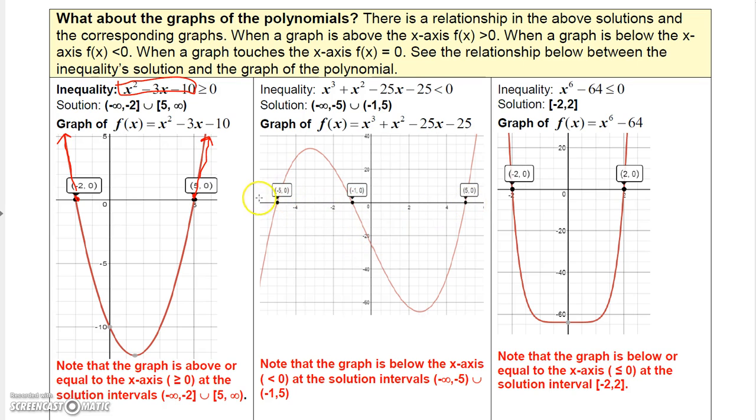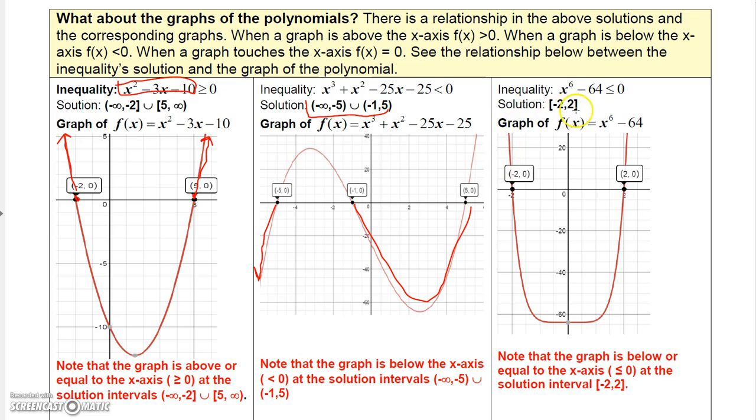But it's also less than 0 over here, so that would be from negative infinity to negative 5. So the solution negative infinity to negative 5 and negative 1 to 5 just correspond to the two pieces of the graph on the x-axis where the function is below the x-axis.